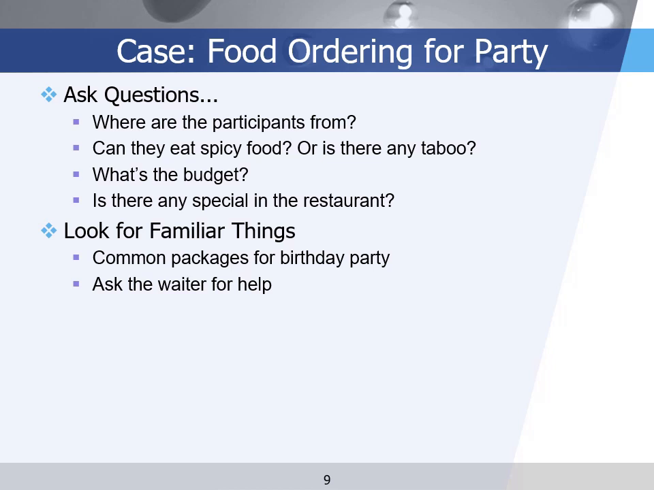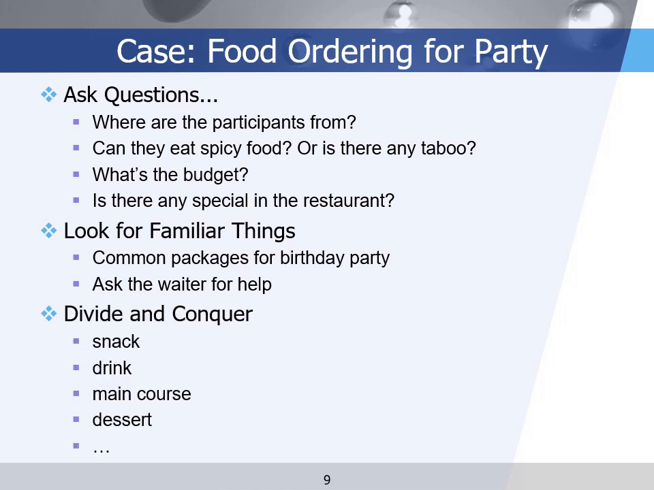Second is to look for familiar things. There are probably some common packages for a birthday party. You can ask the waiter for help. Next is to use the divide and conquer. For a food ordering problem, you can divide it into different sections like the snack section, drink section, main dishes, dessert. And then you go into each small problem, which will be easier to solve.